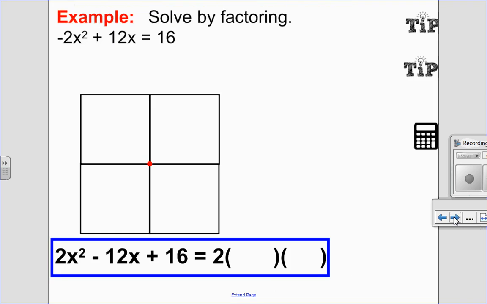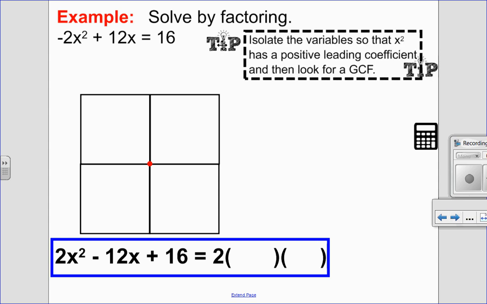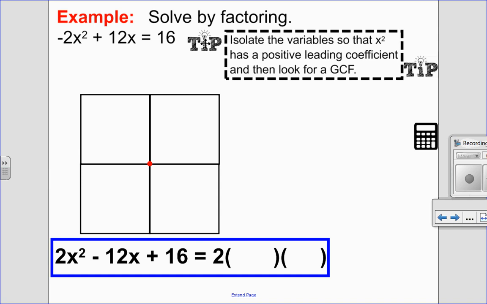So I have negative 2x squared plus 12x plus 16. My very first tip for you is I want you to isolate the variables so x squared has a positive leading coefficient, and then always look for a GCF. So first thing I'm going to do, because my 2x squared is negative, I'm going to add 2x squared and subtract 12x from both sides. So then it's all gone, and I have 0 equals 2x squared minus 12x plus 16.